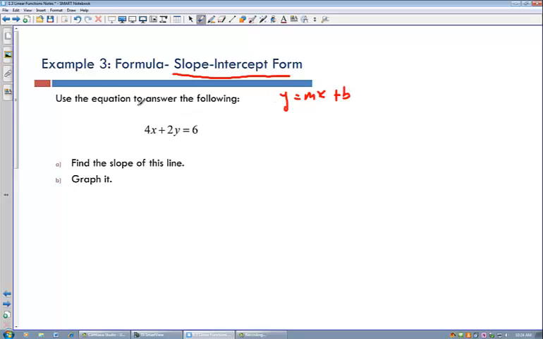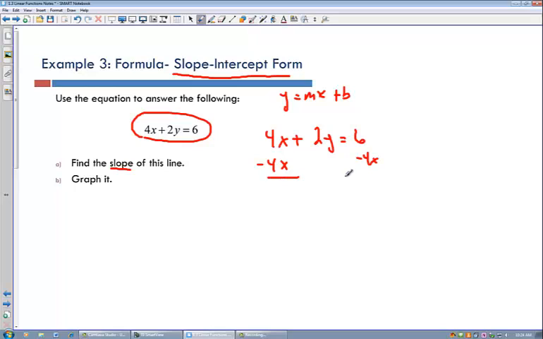And on this one, we want to use the equation to answer the following questions. So find the slope of the line, and then we want to graph it. So the idea is take this equation and solve it for y. To solve this for y, we have 4x plus 2y equals 6. And so we'll move over the 4x. We'll subtract 4x from both sides.